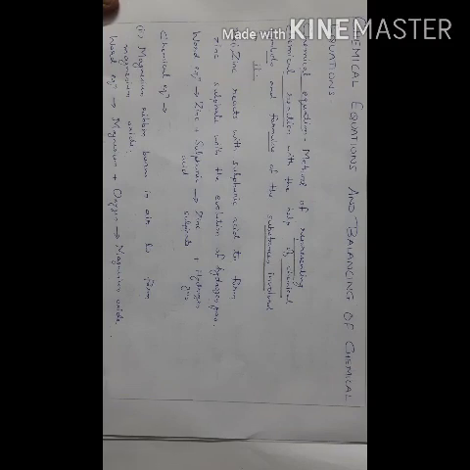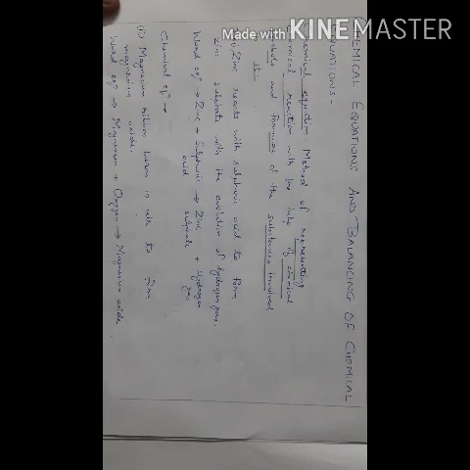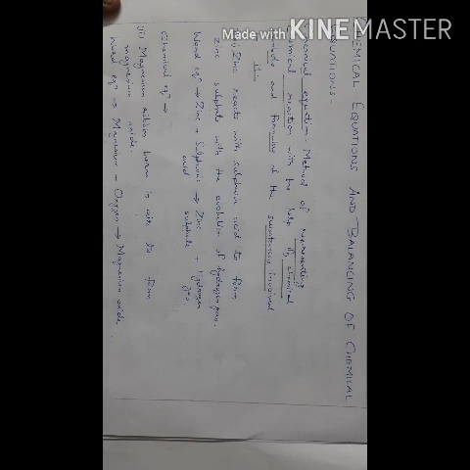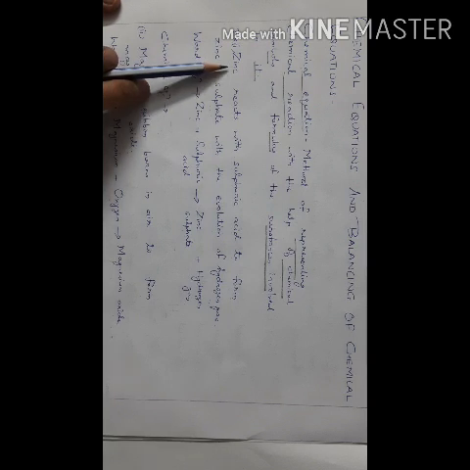Hello children, today I am going to discuss the topic chemical equations and the balancing of chemical equations. We know that a chemical reaction is a process in which new substances with new properties are formed. Let us take an example of a chemical reaction.